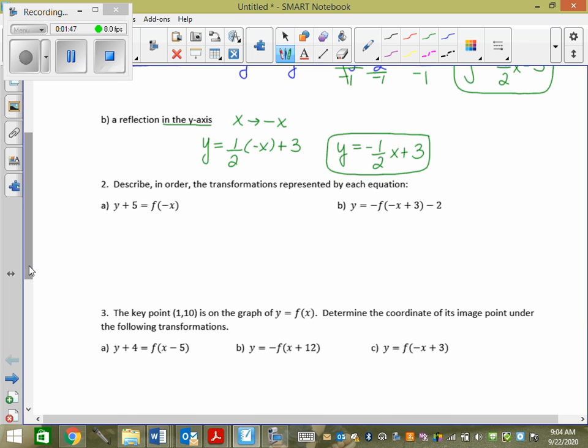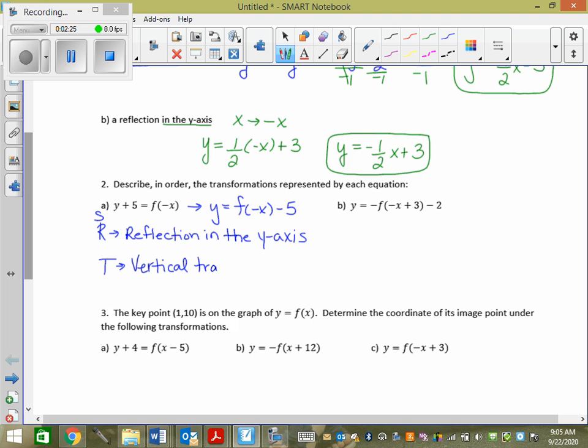So this one I'm going to move my 5 over first. So I'm going to get y equals f negative x minus 5. So I don't have any stretches because there's no numbers in front. I don't have a horizontal translation, so I don't have to go to GCF. I have a reflection. Do I have to do what order? SRT. There are no S's, so I can leave that. My R's, I have a reflection. It's with the x, so I have a reflection in the y-axis. And I have a vertical translation 5 down.